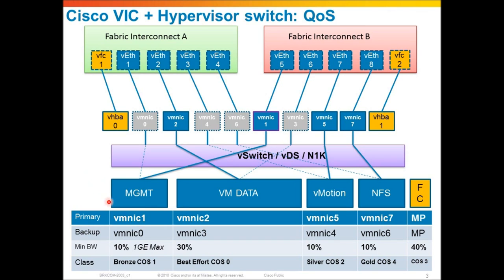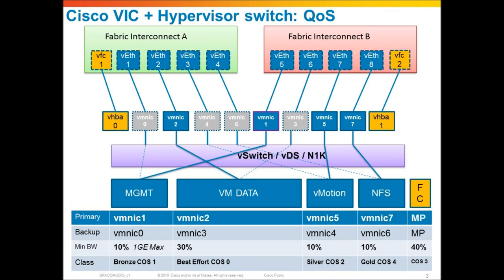And in the VMware configuration, we have multiple port profiles for different types of traffic. So we've got a management port profile, one for VM data, one for vMotion, one for NFS traffic, and then Fibre Channel. That's not really going to be a port profile. That's off to the side. That's something that the Palo adapter is managing behind the scenes.